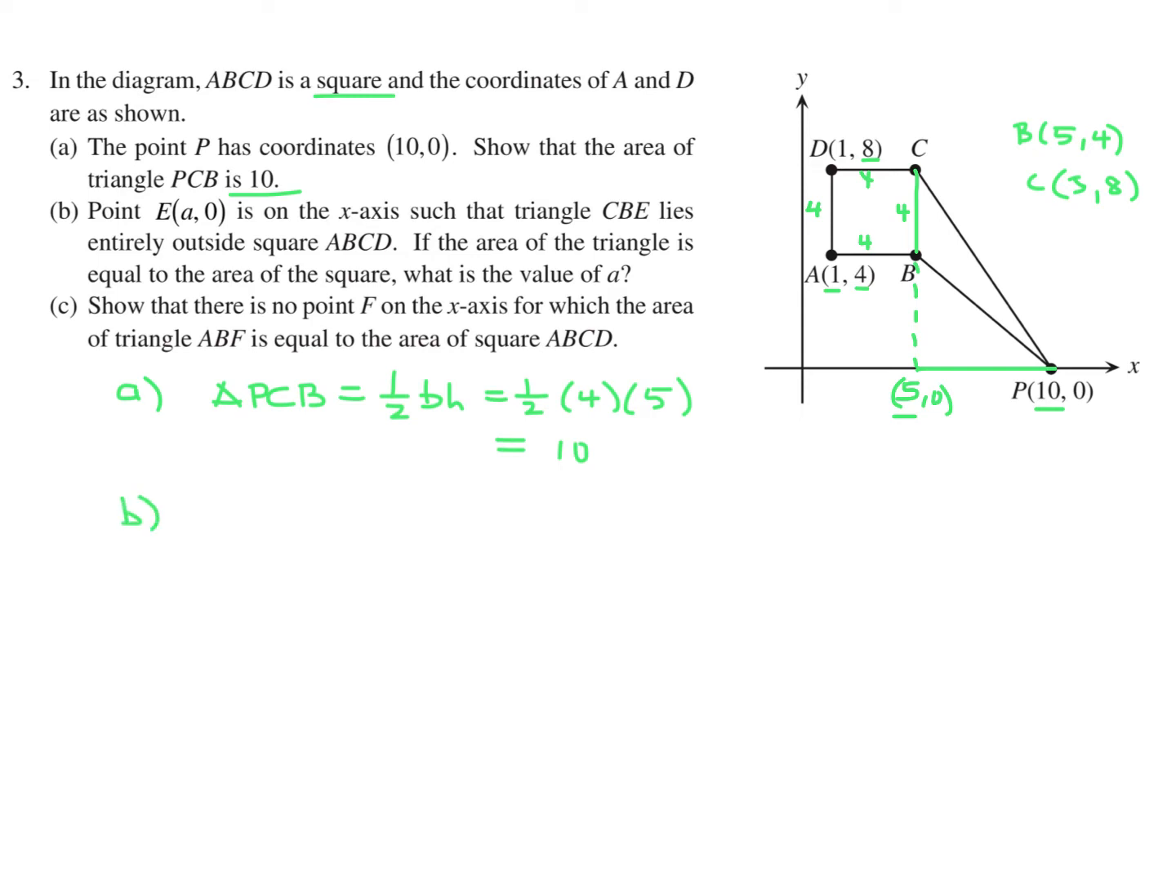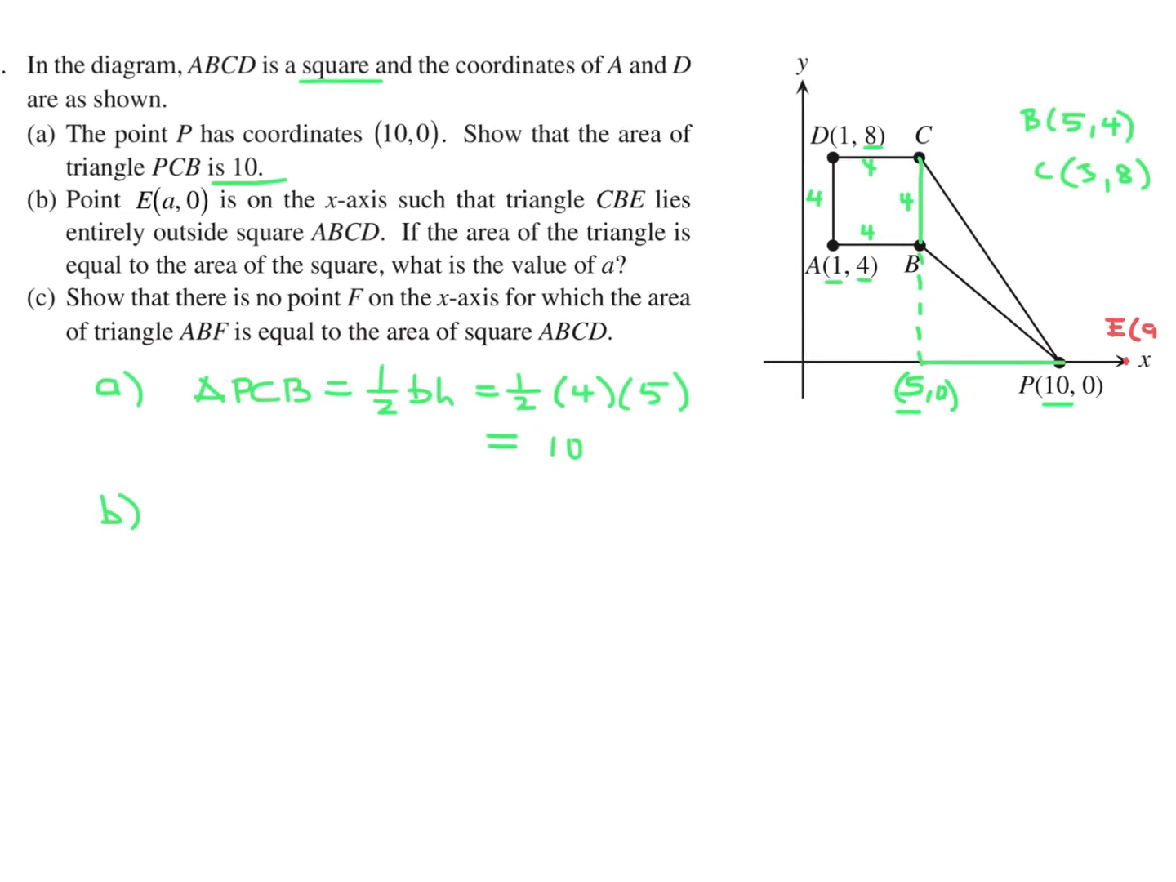Point E, which they are calling A0, is on the x-axis, such that the triangle CBE lies entirely outside square ABCD. If the area of the triangle is equal to the area of the square, what is the value of A? So we have to put E somewhere. So I'll just put it out here. Let's say it's somewhere here. So this is E, and it's A0. Okay. Let me see if I can squeeze that in here.